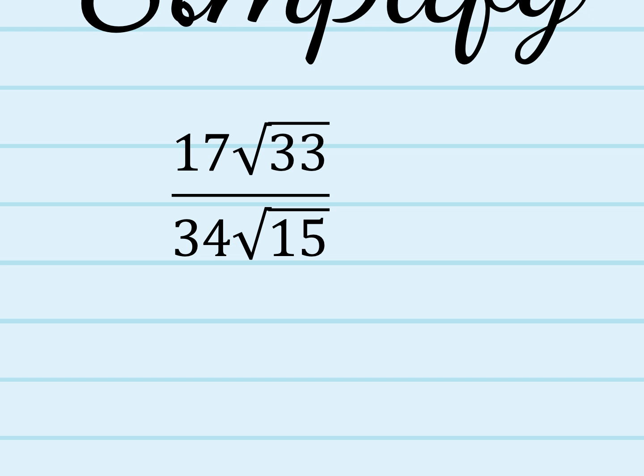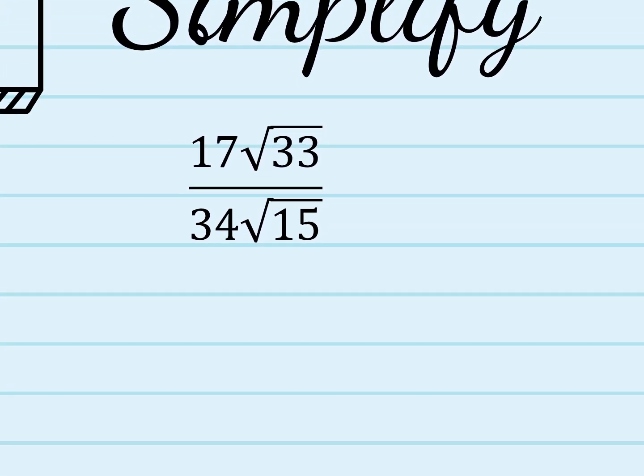All right, again, we have something like this. You should always look to simplify first. I see that 17 goes into 34 2 times, so I can simplify that right off the bat.